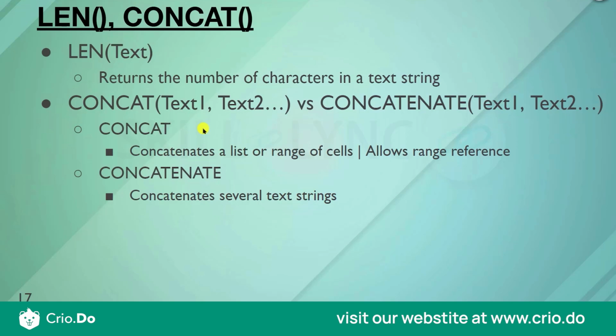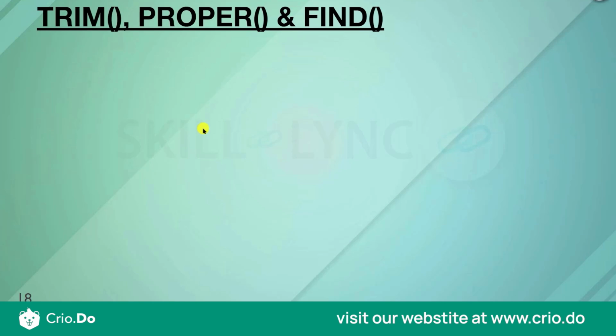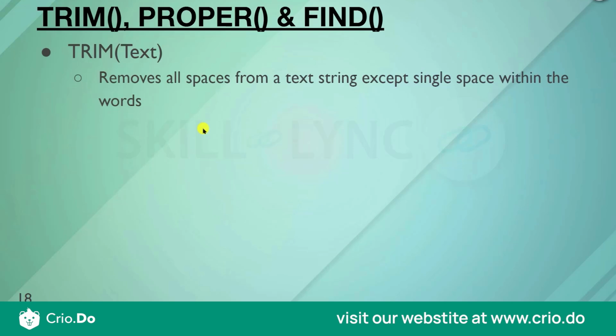Next, we are covering three more functions, that are trim, proper, and find. And believe me, they are again very interesting functions and good to have when you need to do data analysis with strings. So first is the trim function. Trim function again takes only a single argument, that is text. It removes all spaces from a text string except single spaces between words. So you can do editing very well with this trim function.